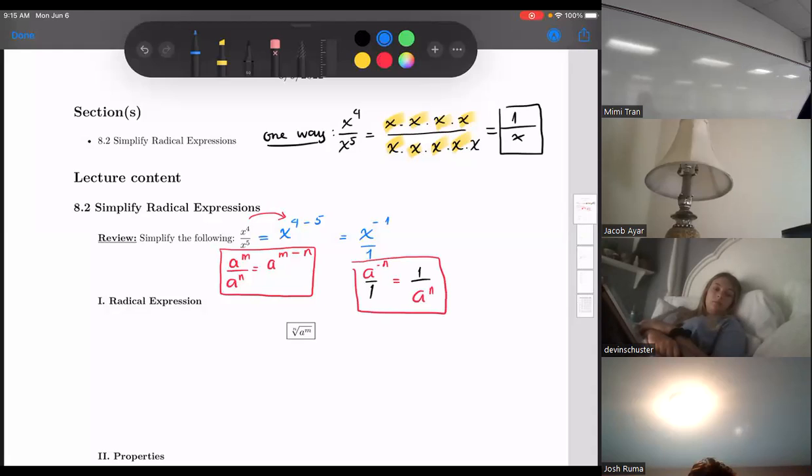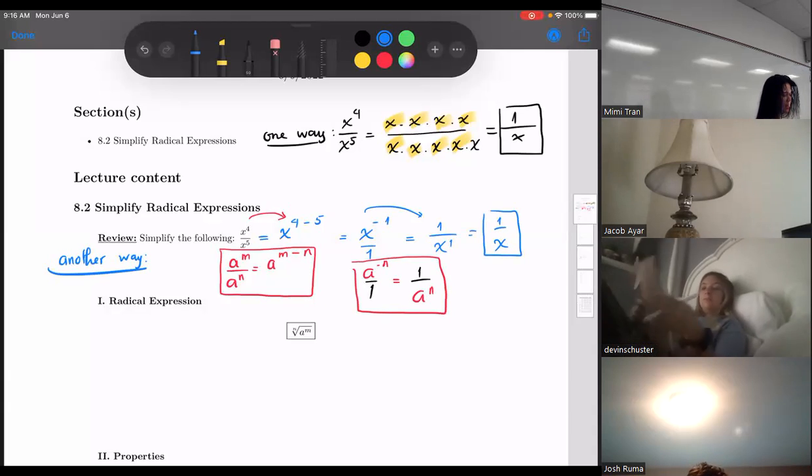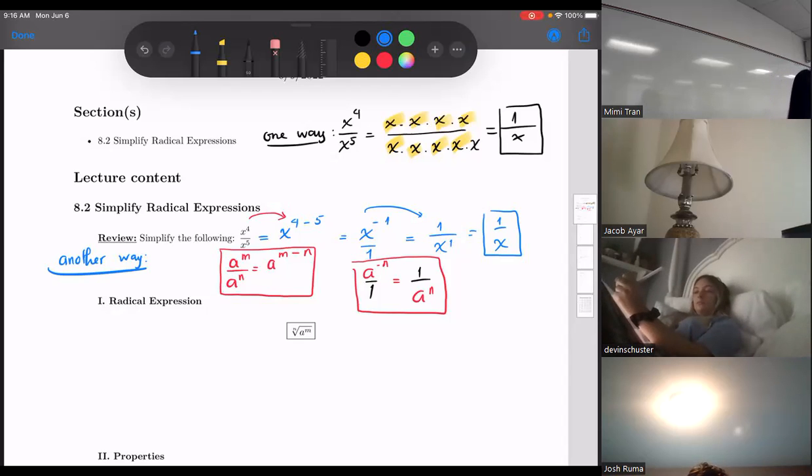So here, from here to here, it will be what? 1 over x to the first. Well, we don't write x to the first, we just write x. So that's another way. For this class, I want you to use the blue way.